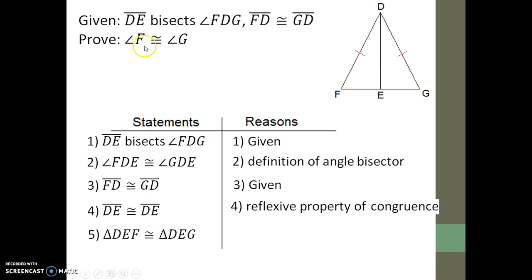And lastly, are angle F and G congruent? Yes, they would be by, everyone say it, CPCTC. Good. And that is it for today.